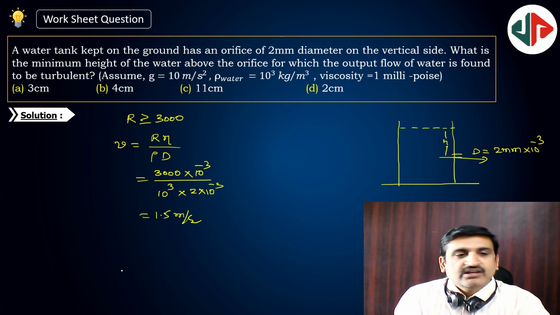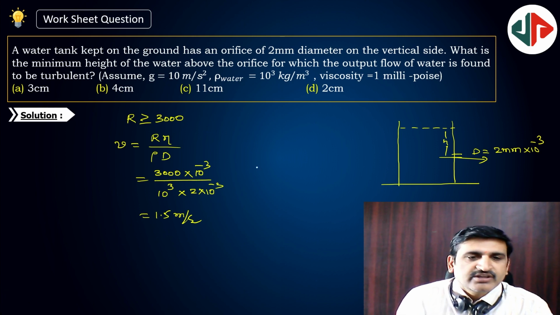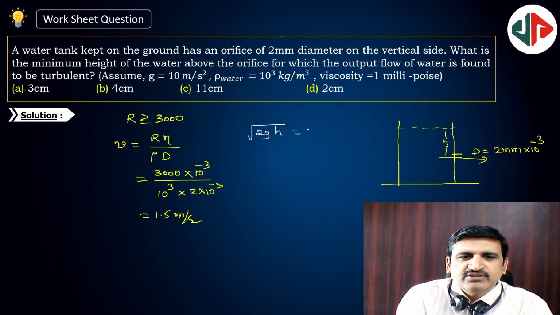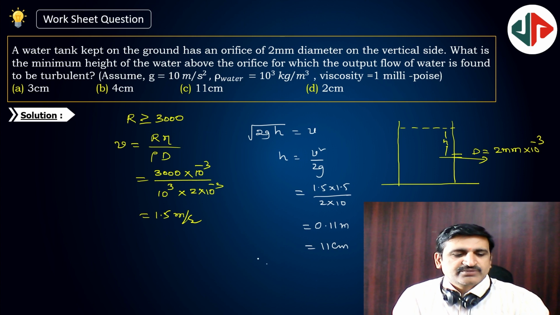Okay. Now velocity head. We have root 2gh is equal to velocity. So velocity head h is equal to v square by 2g. V square by 2g means 1.5 into 1.5 by 2g, 2 into 10, which is equal to 0.11 meter. So nothing but 11 centimeter. So your option C. Yes.